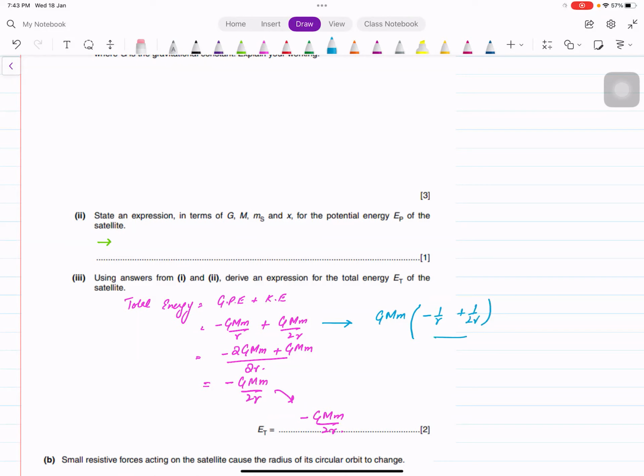If you take the reciprocal now, it's going to be 2R, and then it's going to be minus 2. This is going to be just 1. And then it's going to be GMM and minus 1 upon 2R. And then when you multiply, you get the same expression. Do you understand? If you want, you can do that too.